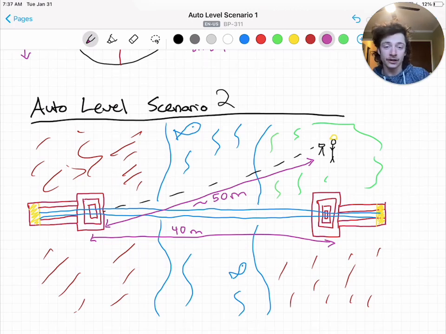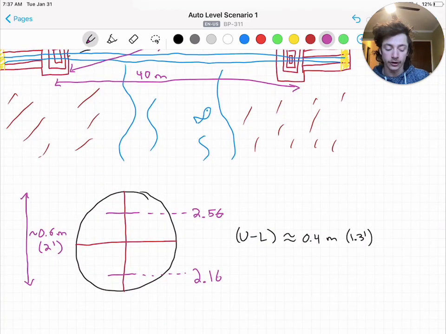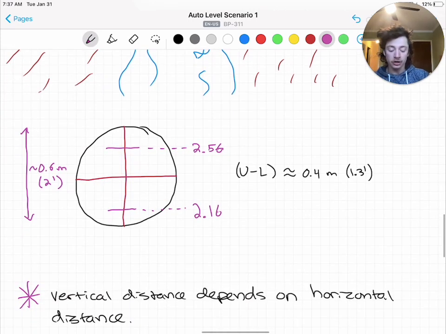So the range of vertical distance in your auto level sight is going to be almost only 0.6 meters or 2 feet. And I've put some numbers to it here for you again, and this is quite small. All right, so now this may seem obvious after going through the previous thought experiment, but the main lesson learned is that the auto level horizontal distance calculation is a ratio. Vertical distance depends on horizontal distance.